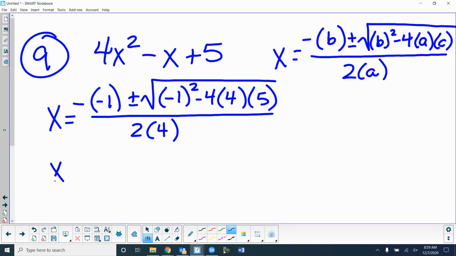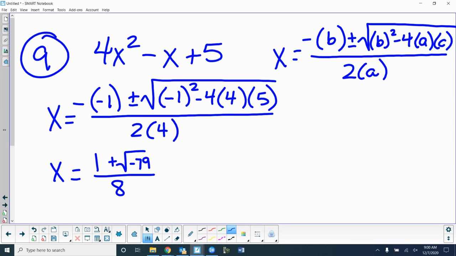If you put it in like that, with parentheses, don't put the square root in your calculator. That just gives you a decimal answer. We don't want a decimal answer. This negative 1 ends up being positive. 2 times 4 is 8. All right, so the part you put in your calculator is the negative 1 squared minus 4 times 4 times 5. When you do that, you'll get negative 79. You get 1 minus 80.